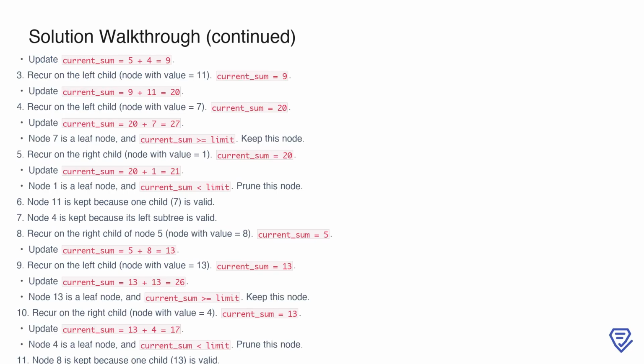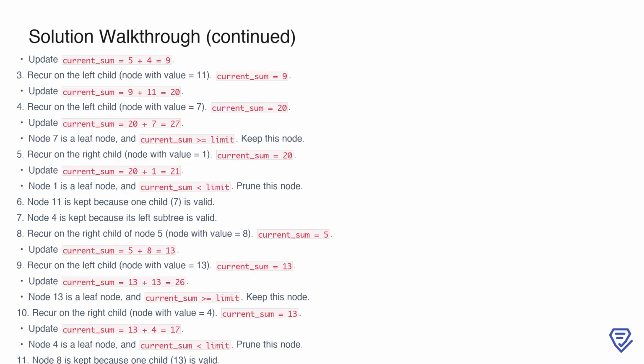At node 11, the current_sum increases to 20. Moving to its left child, node 7, the current_sum becomes 27. Since node 7 is a leaf node and its path sum meets the limit, it is retained. For the right child of node 11, node 1, the current_sum is updated to 21. However, this does not meet the limit, so node 1 is pruned. With one valid child, node 7, node 11 is kept. This makes node 4 valid as well, since its left subtree contains valid nodes.